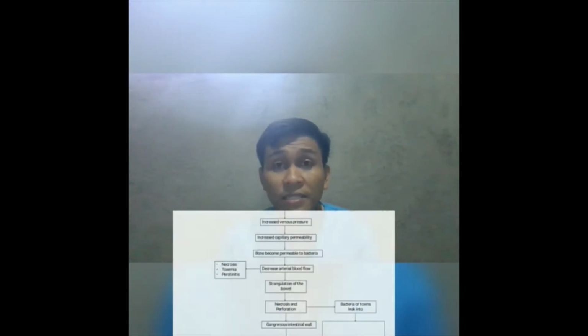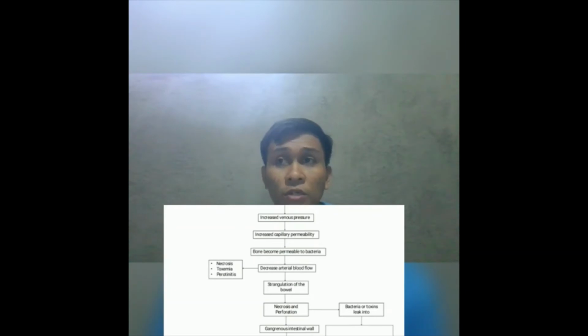Increased peristalsis. In a bowel obstruction, there is increased peristalsis because the bowel wants to forcefully push the material through, and then decreased absorption, increased secretion, large accumulation of fluid, electrolytes, and gas in that area, edema of the bowel wall, obstruction, and bacteria permeate the bowel wall, which may cause peritonitis. So decreased arterial blood flow, necrosis, toxemia, and peritonitis.